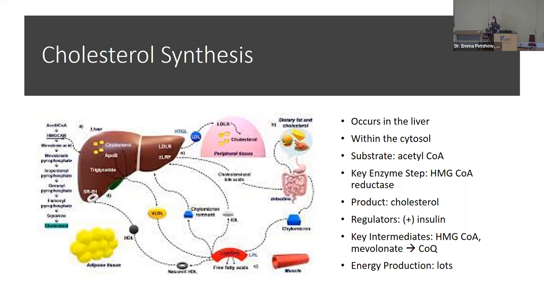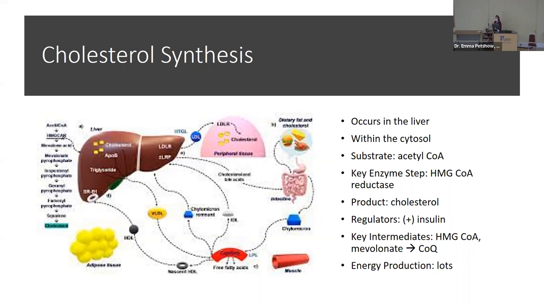Coenzyme Q. For energy fraction, I just say lots. You get lots of energy from cholesterol, but the body doesn't like to break it down. So typically when you're making cholesterol, you're going to make it and use it, and you're not going to break it back down into energy. But if you did, you could get a ton of energy from it. It's a very complex molecule. It takes a lot to make. You get a lot out of it if you use it. Typically, though, when the body makes it, it keeps it around. That's why we have such a hard time decreasing cholesterol when we have something like hyperlipidemia. The body likes to hold on and keep it.